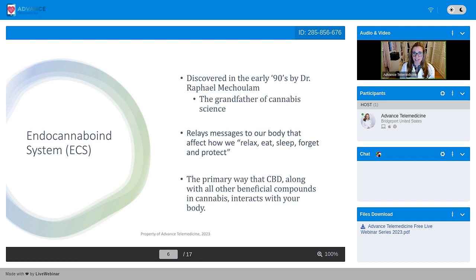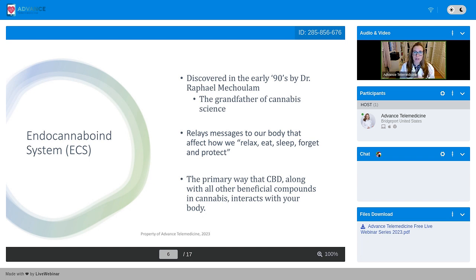The crazy part is it was only discovered in the 90s, not that long ago, by a doctor who is nicknamed the grandfather of cannabis science. One of the reasons why it took so long to be discovered is because of all of the barriers put in place by politics and laws that restricted scientists from having access to cannabis and being able to study it. Now that we're realizing all of the medicinal benefits of the plant and more research is being allowed to be done, we are just discovering more and more benefits every day.